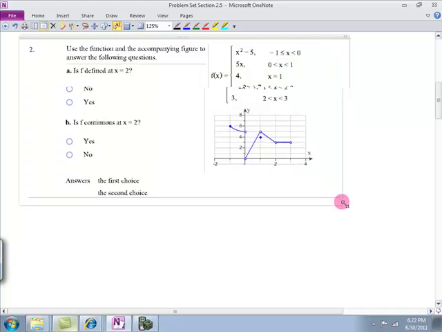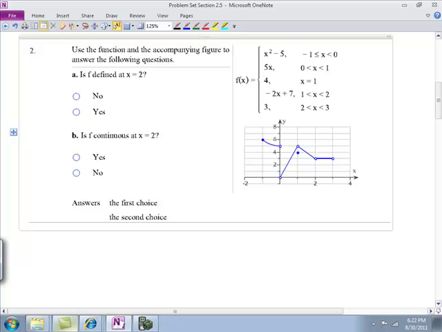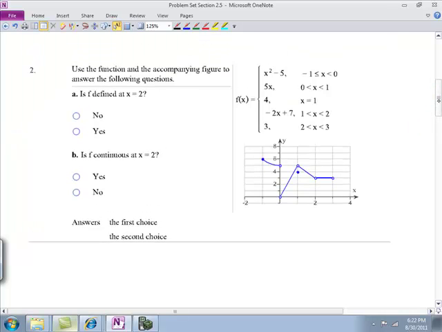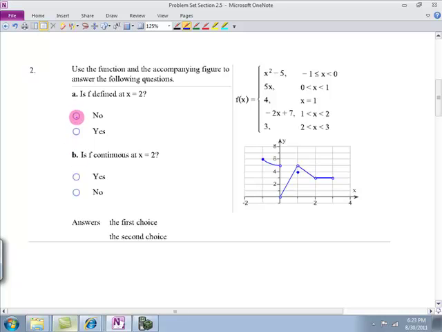All right, so this one. Use this to answer the following questions. Is f defined at x equals 2? So if we look at x equals 2, is it defined there? Open circle, so no. Is it continuous at x equals 2? No. Because remember, for something to be continuous, it has to be defined there. So that was pretty easy.